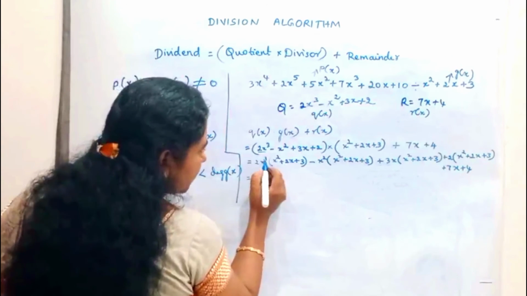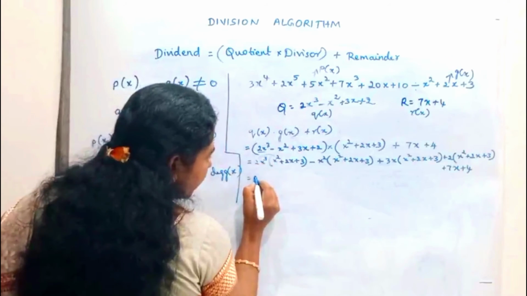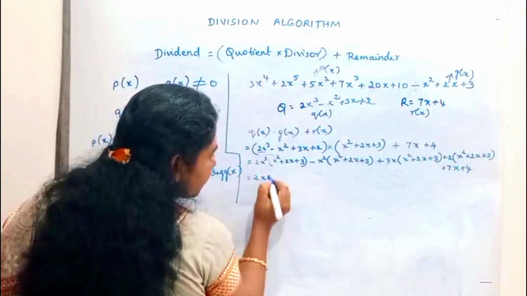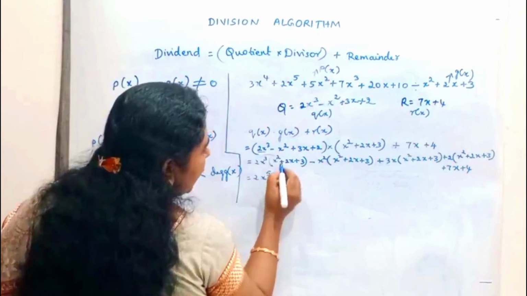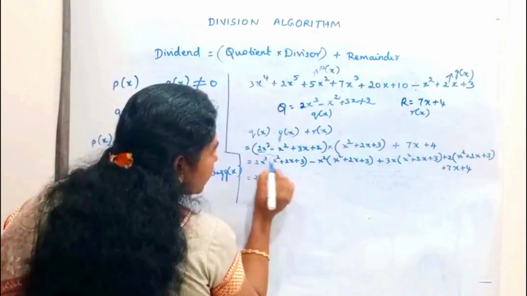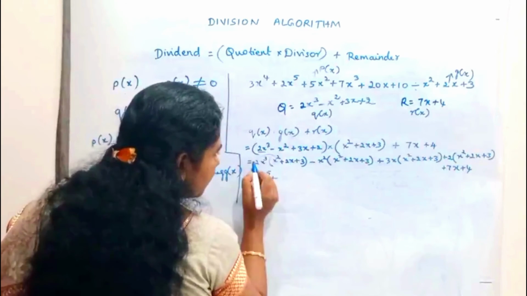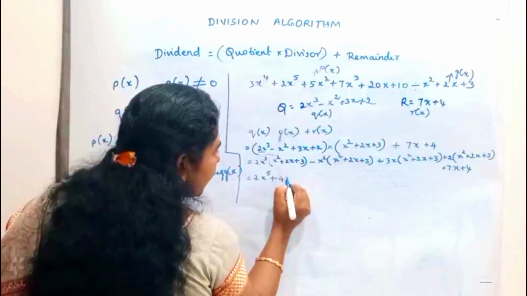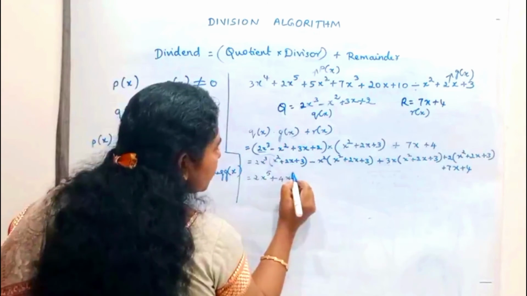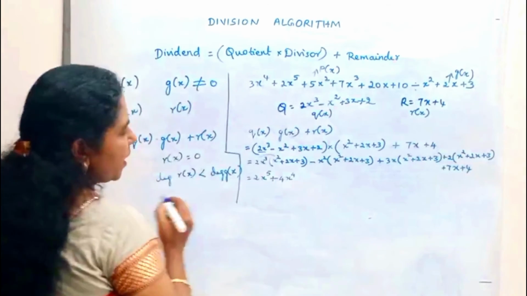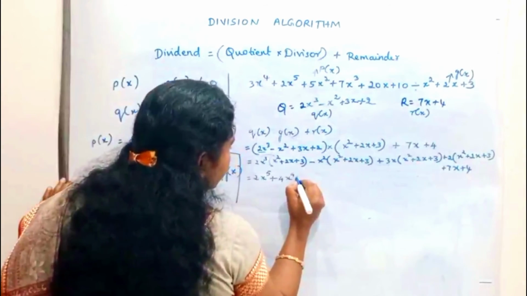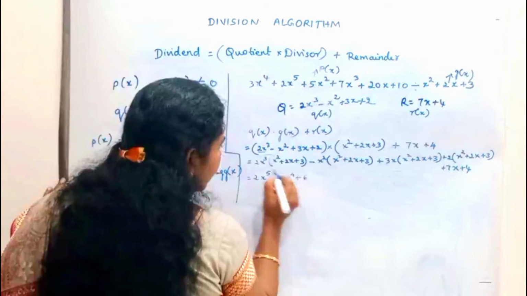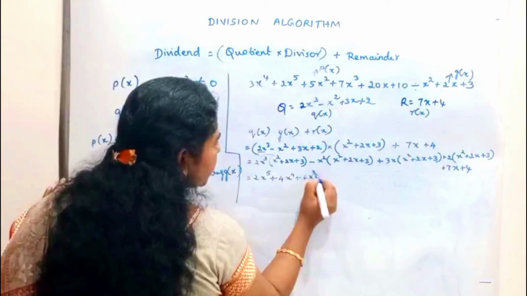Now this is equal to, we have to multiply 2x cube with each and every term inside. So the first 2x cube into x square, we can write directly. It becomes 2, x cube into x square, it is x power 3 plus 2, so it is 5. And the next plus 2x cube into 2x. So it becomes 2 into 2, it is 4, x cube into x, it is x power 3 plus 1, so it is 4. Now the next plus 2x cube into 3. So 2 into 3 is 6, and we are having only x cube, so it is x cube.